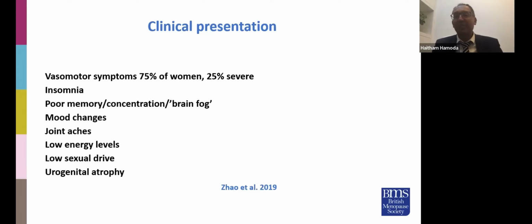What are the symptoms? Well, if you look at the common symptom of hot flushes and night sweats, described as vasomotor symptoms, you could say an individual can self-diagnose these symptoms if they have them.